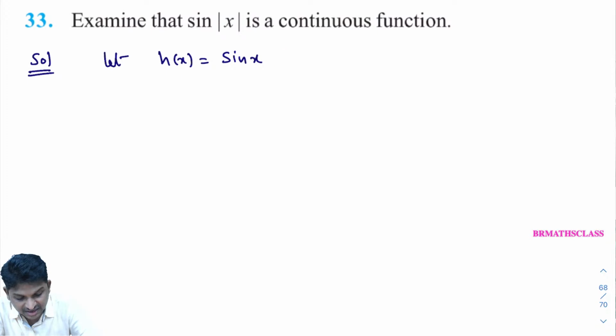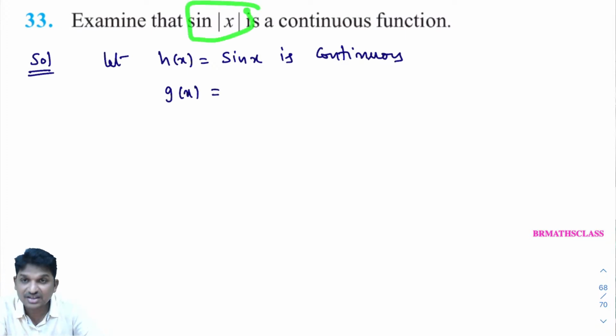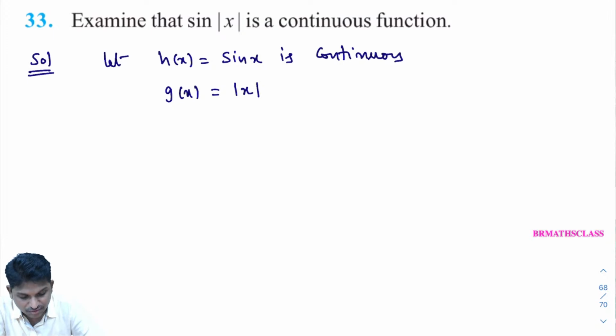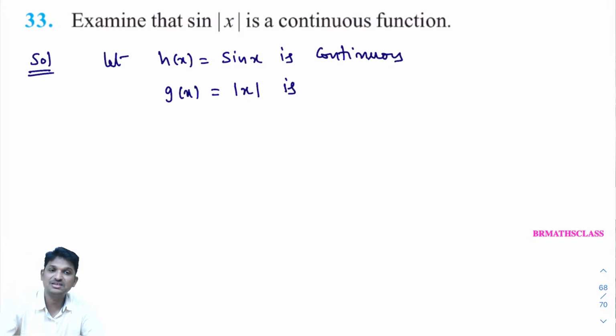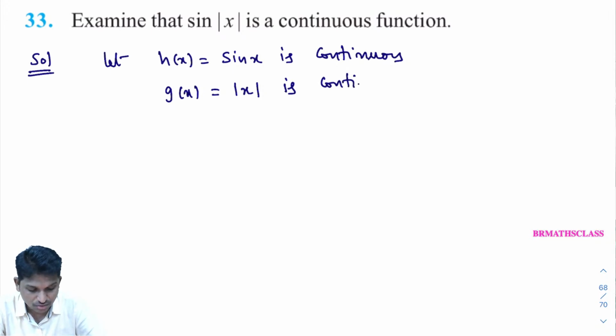What do you know about sin x? Sin x is a trigonometric function. All trigonometric functions are continuous functions. So sin x is continuous. What about g of x? As I observed, in the given function two things are there. One is sin x, another one is mod x. So sin x is already taken, the other one is mod x. What do you know about mod x? From the graph of the modulus function, we can easily say that the modulus function is continuous. So mod x is continuous. Good.